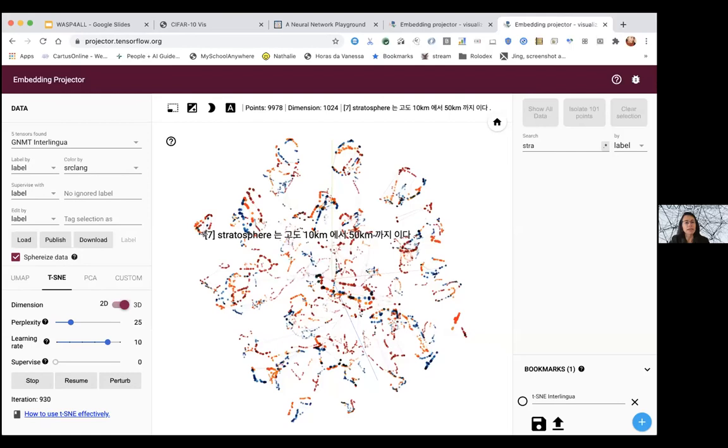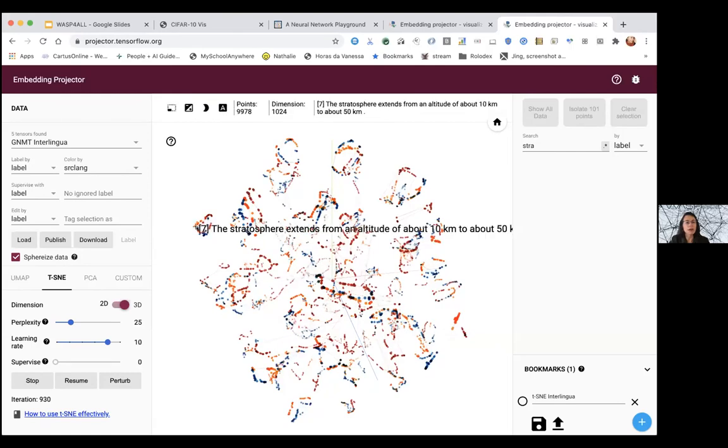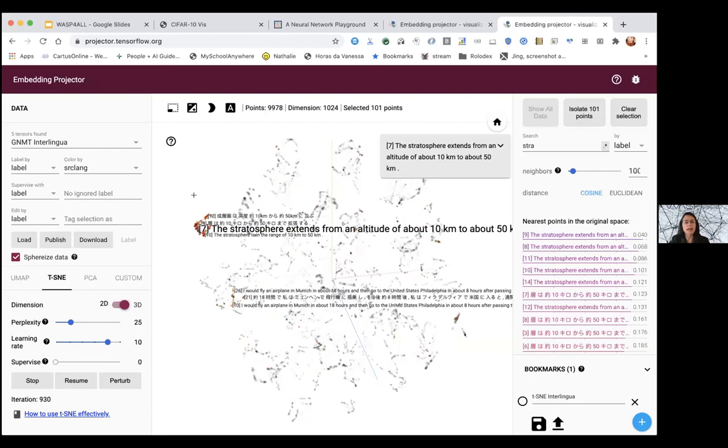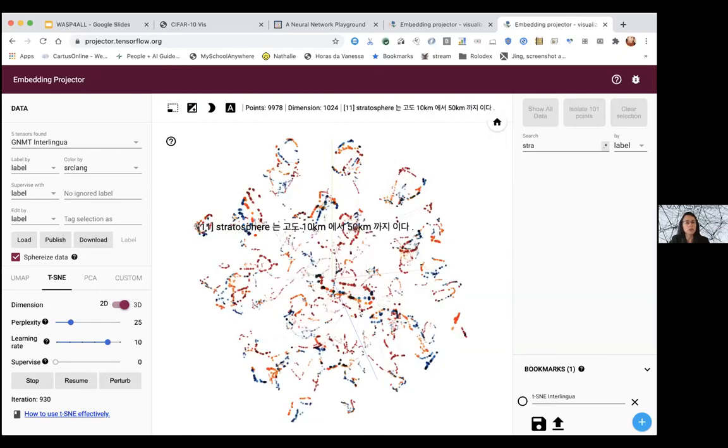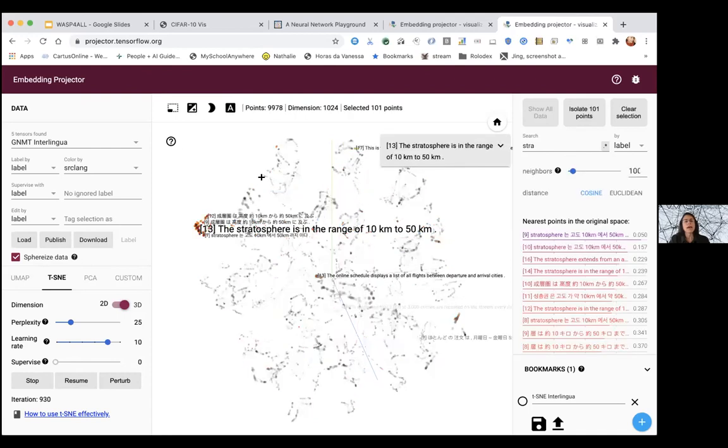And in fact, I can try to come here on my stratosphere. I'm going to highlight that. Oh, let me try to highlight this again. Yes. And I'm going to mouse over its nearest neighbors, and you can see that all of its nearest neighbors, regardless of the language, are in the same cluster.